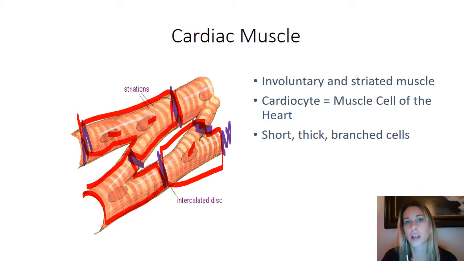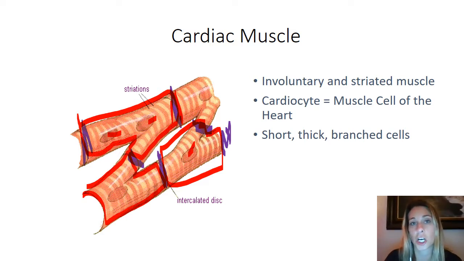So it's generally involuntary and it is striated technically. We call them cardiocytes, meaning heart cells. So it's the muscle cell of the heart. And they're short, thicker, but also branch types of cells.